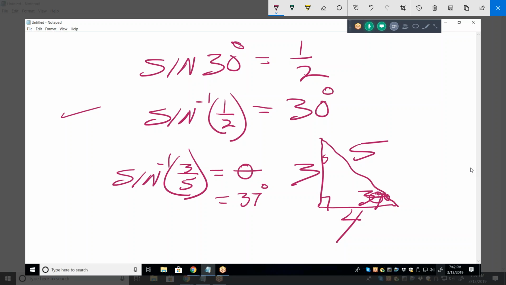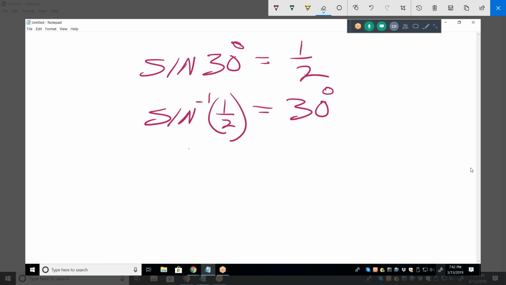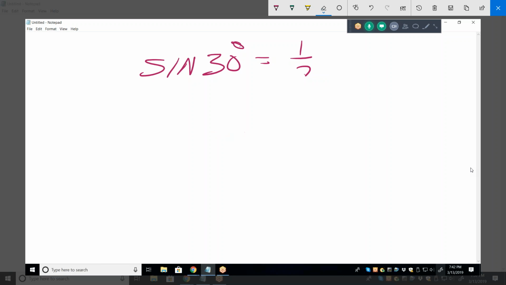But that's not the point. That's not a particularly important angle. The whole reason I did this was to show you that you can solve for angles using trig. It's not just a question of solving for the dimensions of the sides, but the inverse trig functions are used to solve for angles. But what if it's the inverse sine of negative 1/2? Okay, let's talk about that.